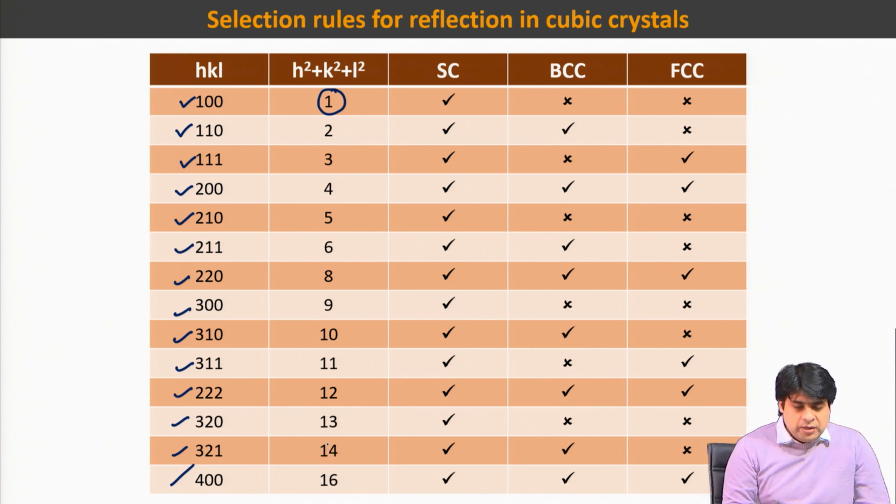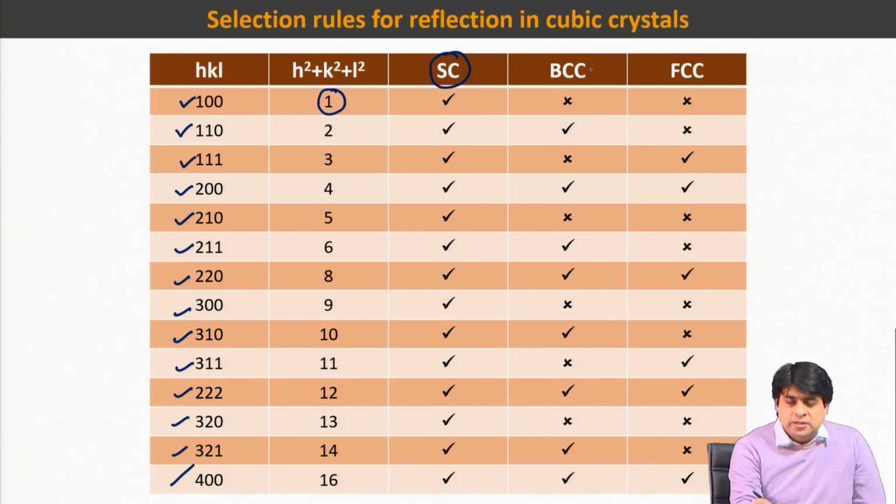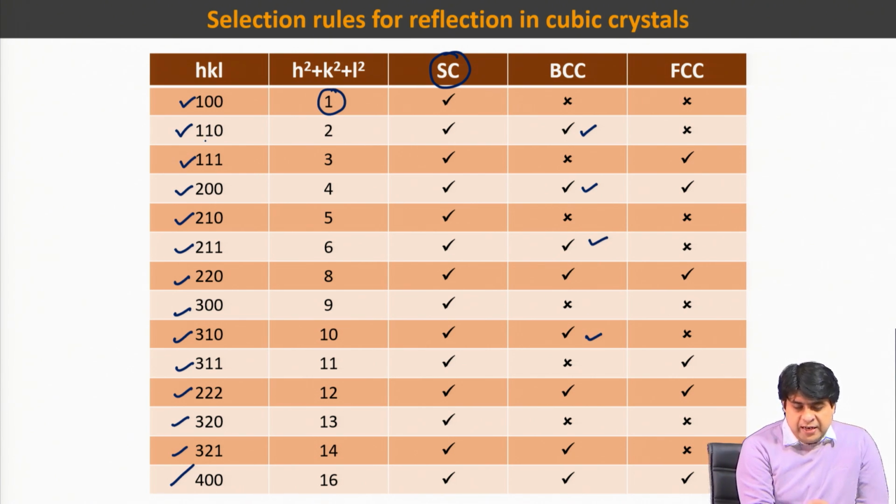This will be the value of the sum of H square plus K square plus L square. In the simple cubic system, SC, there will be a reflection from all the 14 planes. The BCC, body centered cubic crystal structure, will give a reflection only at particular HKL values, where the sum is always an even number.